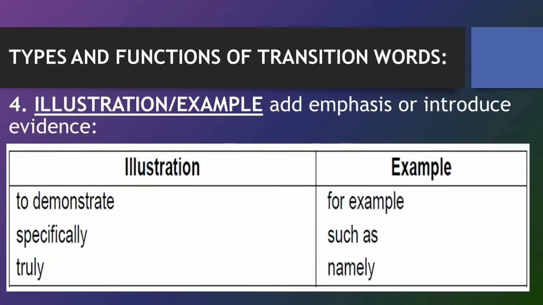And for number 4, we have illustration or example. It adds emphasis or introduces evidence, which means that it can show proof, or we use this to show evidence or proof. Okay, so for illustration, we have to demonstrate, specifically, and truly. And for example, we have for example, of course, such as, and namely. Okay, so let's see the example for these transition words.